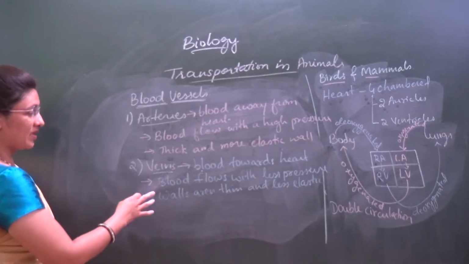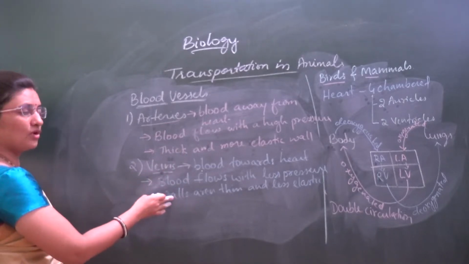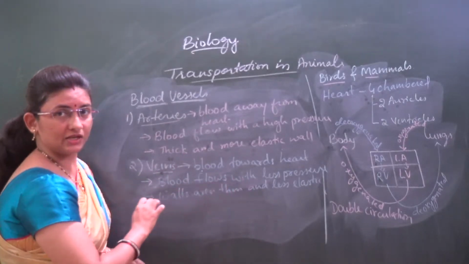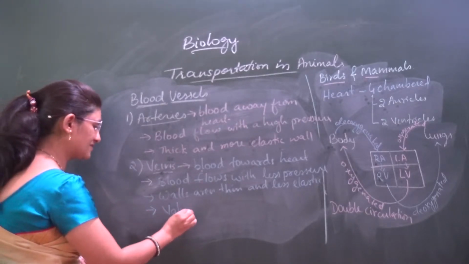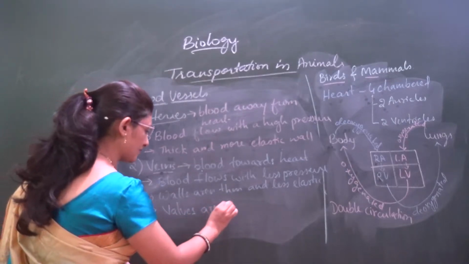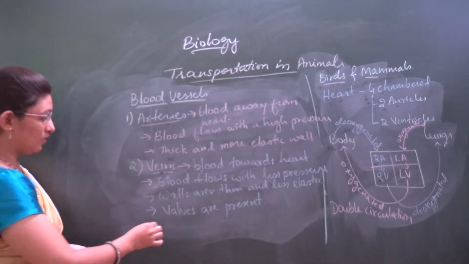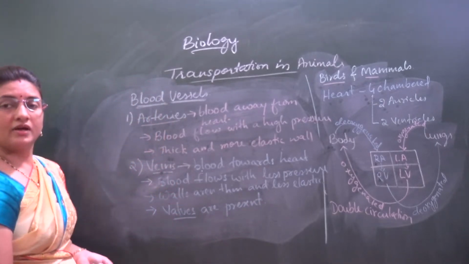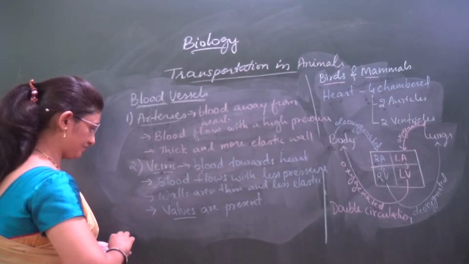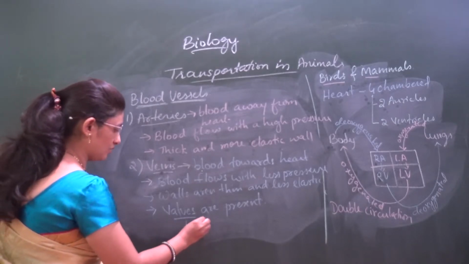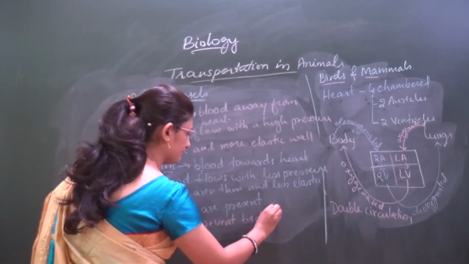When the blood is flowing with less pressure in the veins, the walls are thin and less elastic. And veins have valves in them. Now, what do these valves do? These valves prevent the backflow of blood.